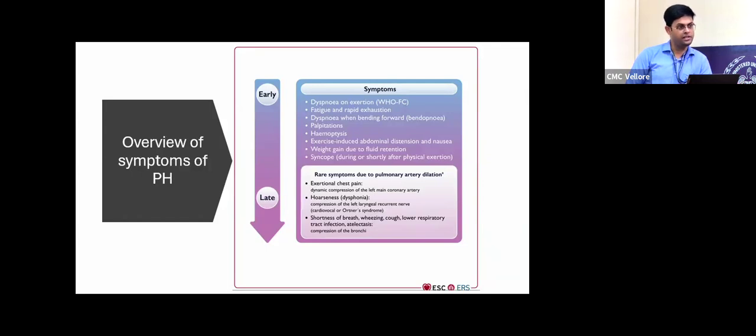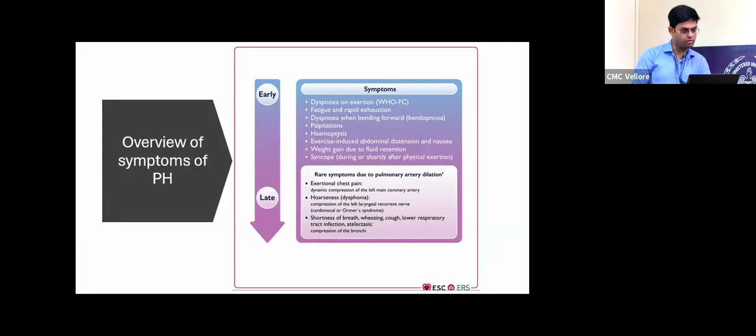At advanced stages, atrial arrhythmias can happen, or in the early stages itself, the patient can have exertional palpitations. In advanced stages, arrhythmias can cause palpitations, and there can be hemoptysis, weight gain due to fluid retention, and syncope, where the disease has progressed beyond repair. In late stages, when a patient with pulmonary hypertension presents with exertional chest pain, typically we have seen, and some interventions are also done in those patients, that those patients had dynamic compression of the left main artery. Compression can also happen on the recurrent laryngeal nerve, causing Ortner syndrome, or it can cause compression of the bronchi, resulting in recurrent respiratory tract infections.